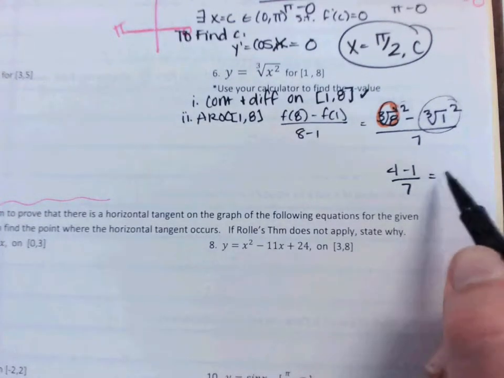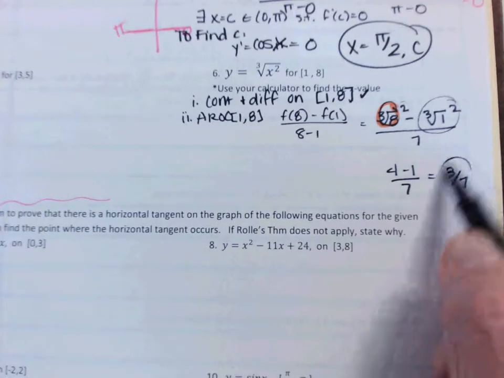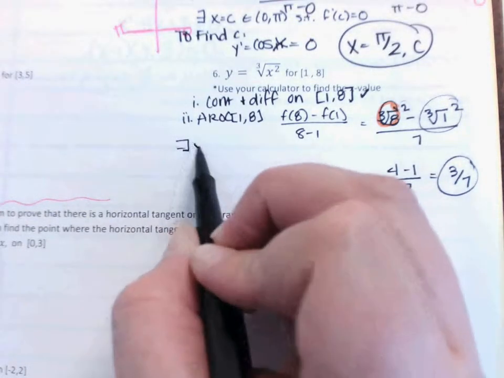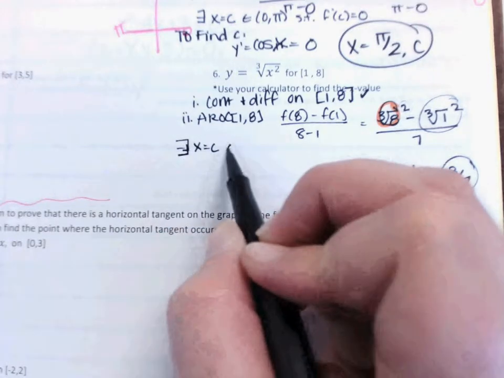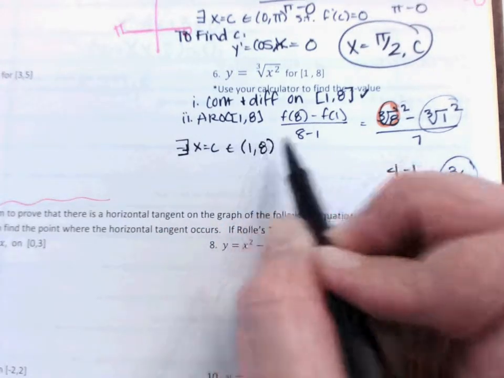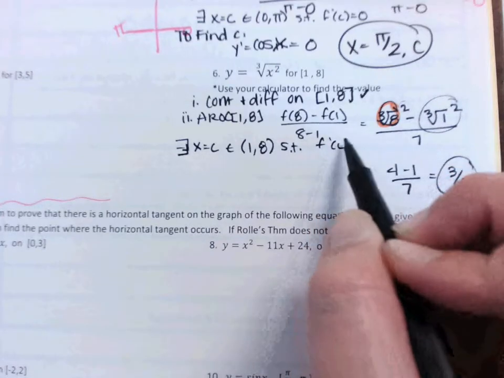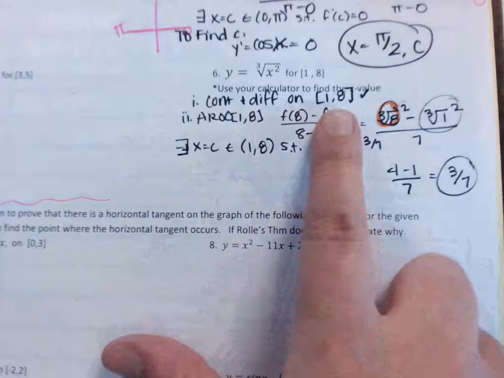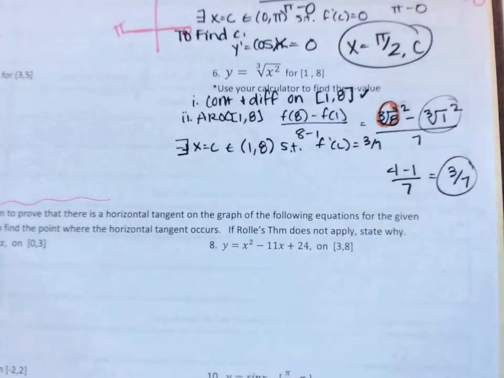So then what's my average rate of change? 3/7. What that means is there has to be a point where the slope is 3/7. So there must exist an x equals c within 1 to 8 so that f prime of c is 3/7. There has to be a spot where that's my exact slope. Then how do I find it? I take the derivative, set it equal to 3/7, and then solve. Where should my answer be between 1 and 8?